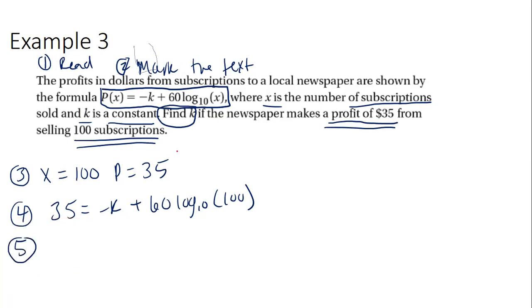So we read, we marked the text, we identified our variables, we plugged in our variables, and now we're going to solve. What does it mean when you have log base 10 of 100? What is this asking us? The base to what power is the argument, right? So 10 to what power equals 100? 10 to what power is 2? So now we know that 35 equals negative K plus 60 times 2, because that's all this is asking. 10 to what power equals 100. Now that something in algebra 2 became a middle school math problem, right? Can you solve for K? All right, solve for K.